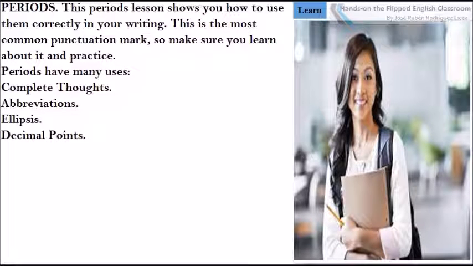Periods. This periods lesson shows you how to use them correctly in your writing. This is the most common punctuation mark, so make sure you learn about it and practice. Periods have many uses: complete thoughts, abbreviations, ellipsis, decimal points.